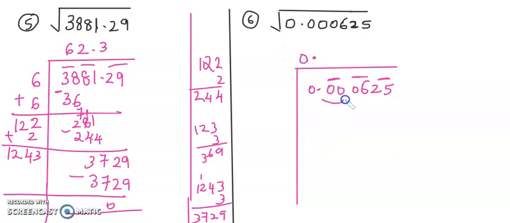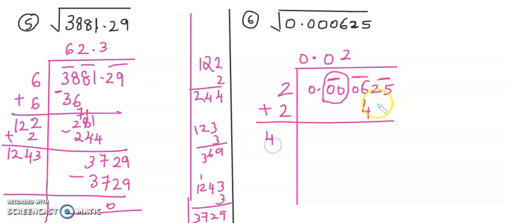Okay, now I have a pair of 0. When you have a pair of 0, you shift only one 0 on the top. Am I clear? I have a pair of 0, so I'll shift only one 0. Now 0, 6. The nearest smallest perfect square for 0, 6 is 2 2s are 4. So you'll put 2 2s are 4 and you'll put 4 here. Okay, so add this, you'll get a 4 here.